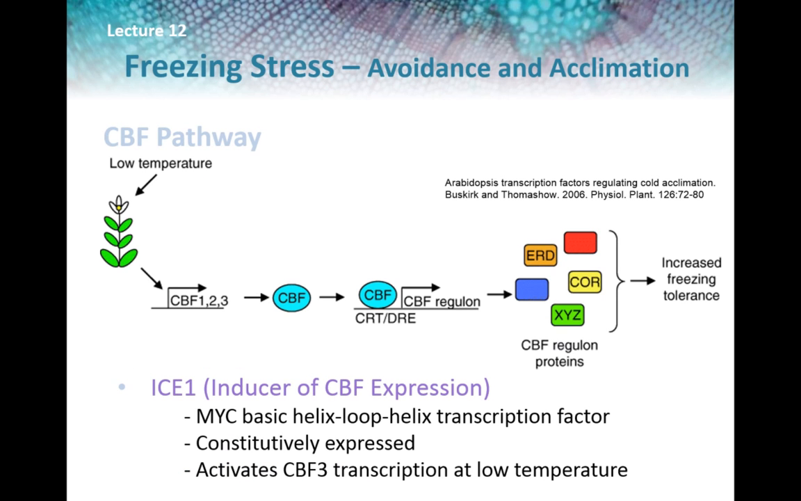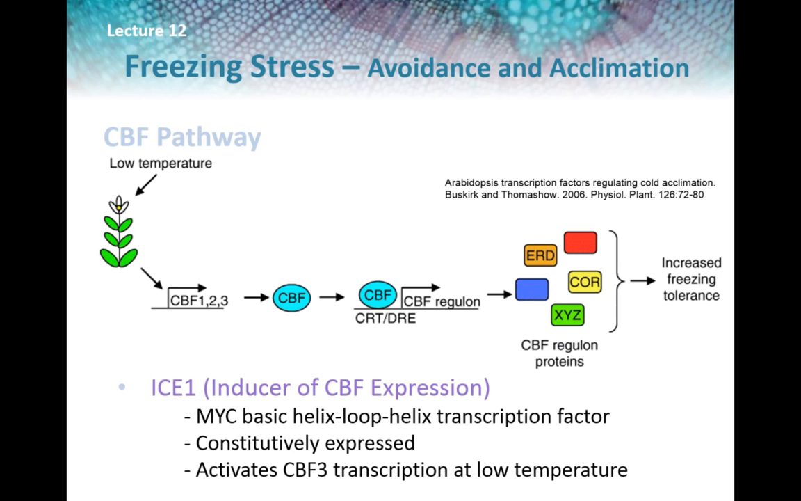Several batteries of genes involved in cold acclimation have been identified. However, the best studied group is the CBF regulon. The CBF pathway is a transcription factor cascade. Low temperature triggers activation of genes encoding the CBF transcription factors, which interact with cis elements of the CBF regulon. The resulting proteins lead to increased freeze tolerance.